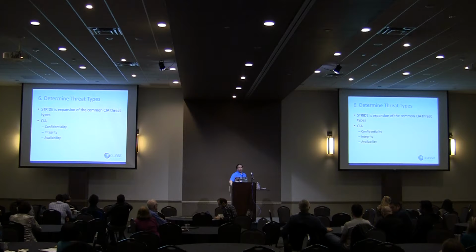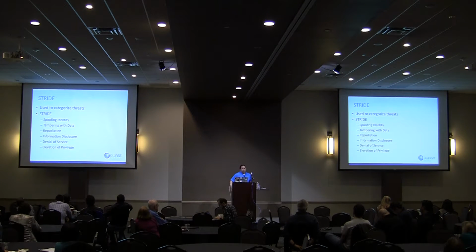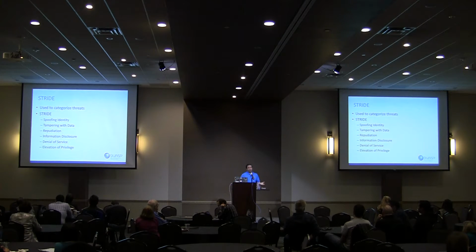So the next step, once we create our data flow, is to determine the threat types. So Microsoft used what's called STRIDE. STRIDE is basically taking that CIA, the confidentiality, integrity, and availability, and expanding it. And so now instead of those, you get spoofing identity, tampering with the data, repudiation, information disclosure, denial of service, and elevation of privilege. Those should sound pretty familiar because we've talked about these throughout the day today, right? We talked about denial of service, we talked about information disclosure.